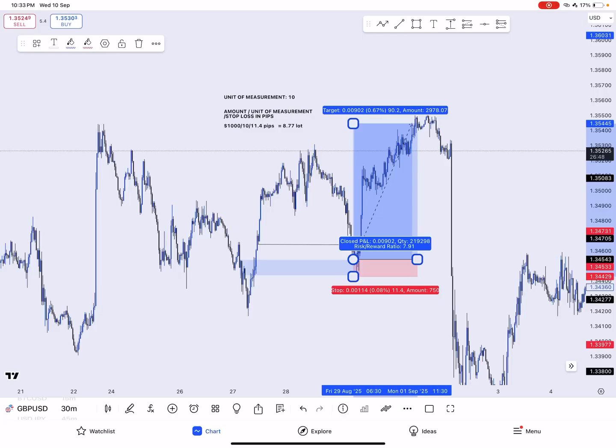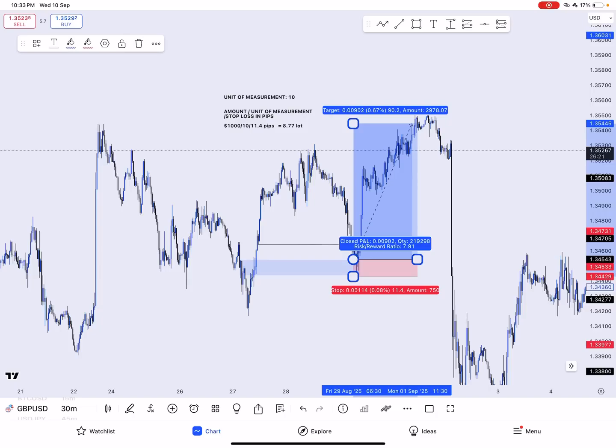So it means that if you use an 8.77 lot size and you are trading GBP/USD and your stop loss of 11.4 pips gets hit, you're losing exactly $1,000. And how do you know you're correct? If you do 8.77 lot size times that unit of measurement, which is 10, and you now multiply it by your stop loss in pips, which is 11.4, you will get exactly $1,000, meaning that $1,000 is your risk.